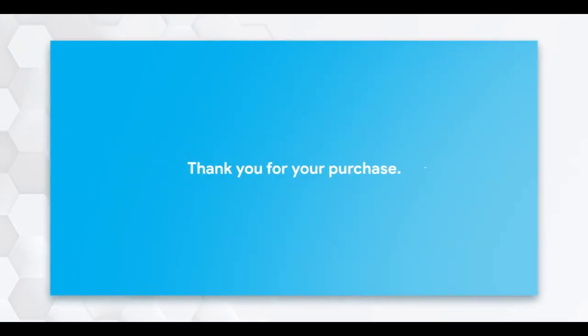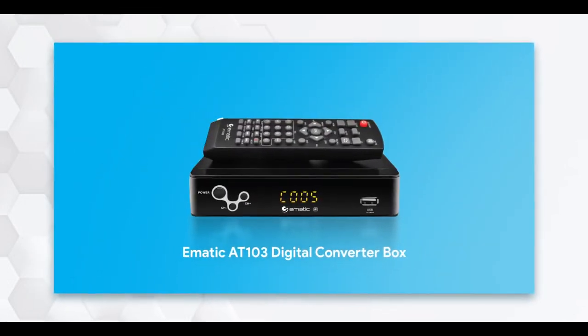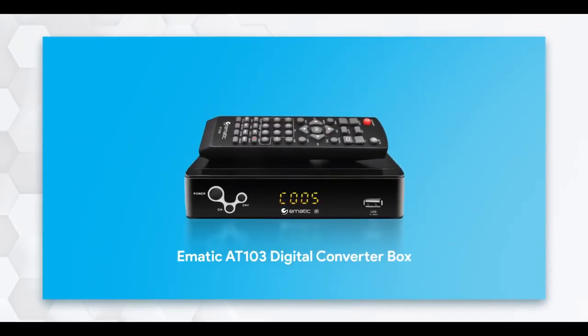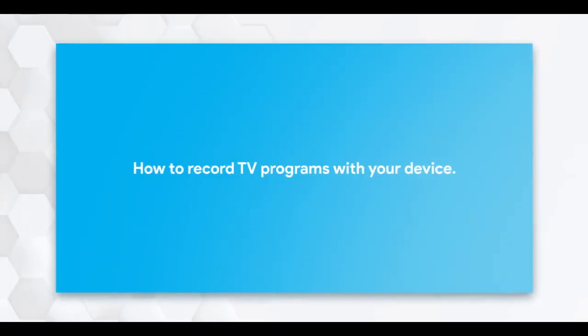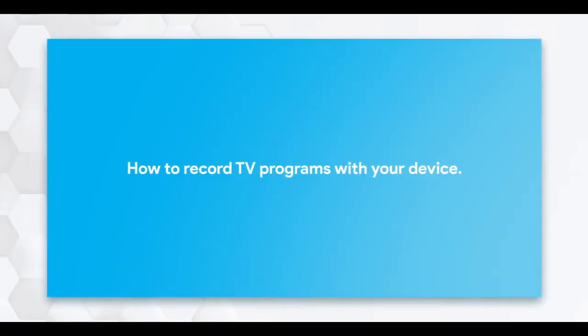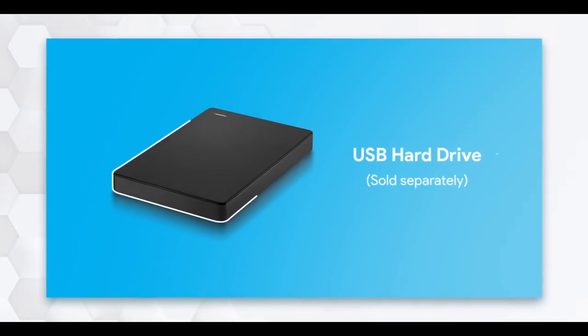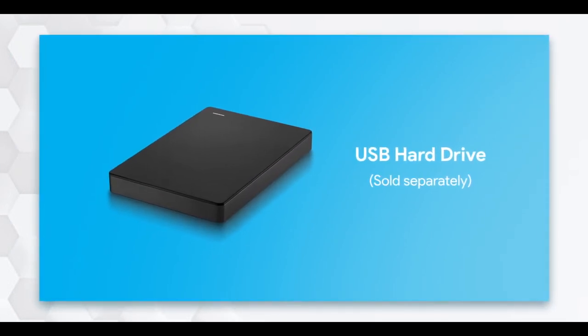Thank you for purchasing an Ematic AT103 digital converter box. This video will show you how to record TV programs with your device. You will need a USB hard drive to record TV programs.